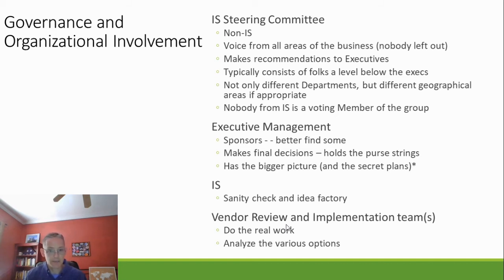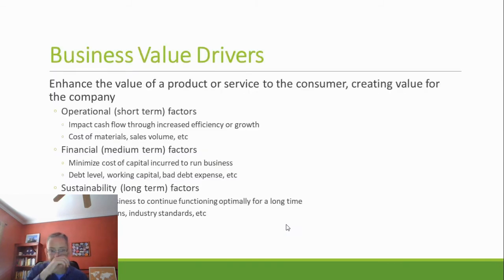But you need executive management, so sponsors, for all the big things that need to happen. The big thing about executive sponsorship of the technology is that you get less into the situation where technology is trying to sell itself to the company, which makes you more of a cost center. You get in a position where the company is pulling new technology in, which makes you part of the success of the company and part of the overall implementation. So IS is good for sanity checks, as an idea factory, and for vendor review and implementation teams. But that's what you want to think about when you talk about governance.